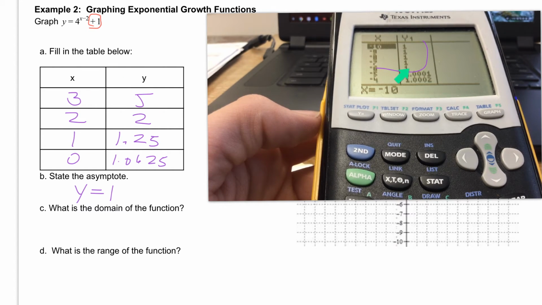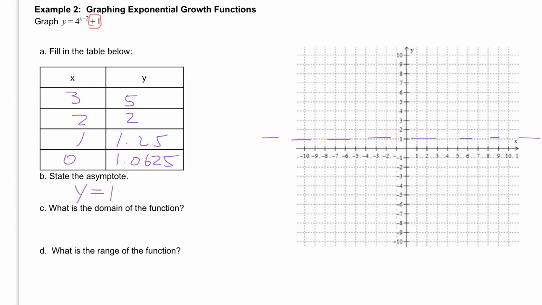Negative 6, 1 is not an actual point that's on our graph, and you have to understand what the calculator is telling you as you look at that table. So just be aware of that as you work further through this. Now once I have my table of values, I can go ahead and plot it on my graph.